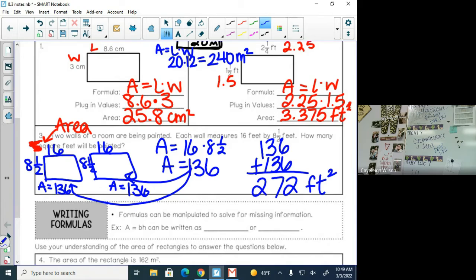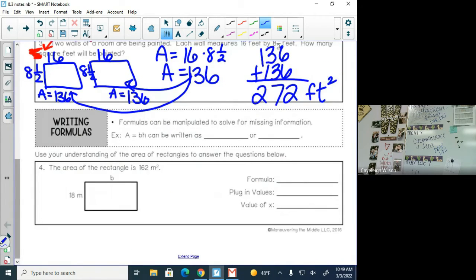All right, so the next part is going to ask us to find the missing side. So I'm just going to throw some easy numbers out here for us. If I know that the area is 20 and one of the sides is 5, what must the other side be? 4, because 5 times what makes 20? 4.